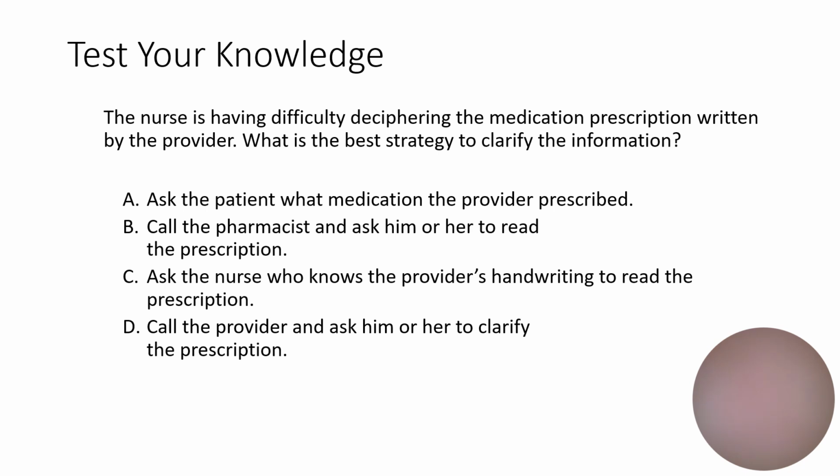So, testing your knowledge: the nurse is having difficulty deciphering the medication prescription written by a provider. What's the best strategy to clarify the information? Ask the patient what medication the provider prescribed. Call the pharmacist and ask him or her to read the prescription. Ask the nurse who knows the provider's handwriting to read the prescription. Or call the provider and ask him or her to clarify the prescription.